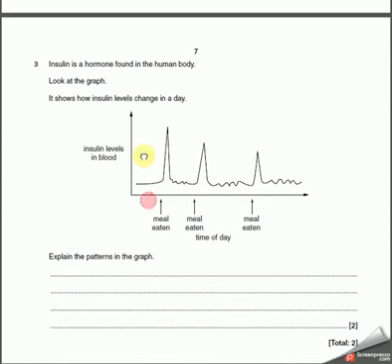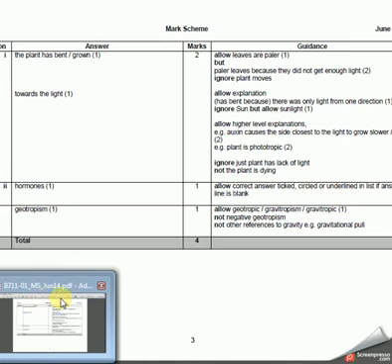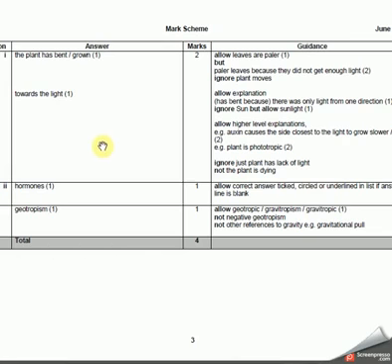Moving on. Okay, insulin is a hormone found in the human body. Look at the graph. It shows how insulin levels change during the day. Insulin levels in the blood, you can see that. And obviously a meal is eaten and then it spikes. Second meal, and you can see after every meal, the insulin is spiking. Explain the patterns in the graph. Well, obviously after the meal, the insulin levels spike, don't they? Every time a meal is eaten, the insulin levels spike.